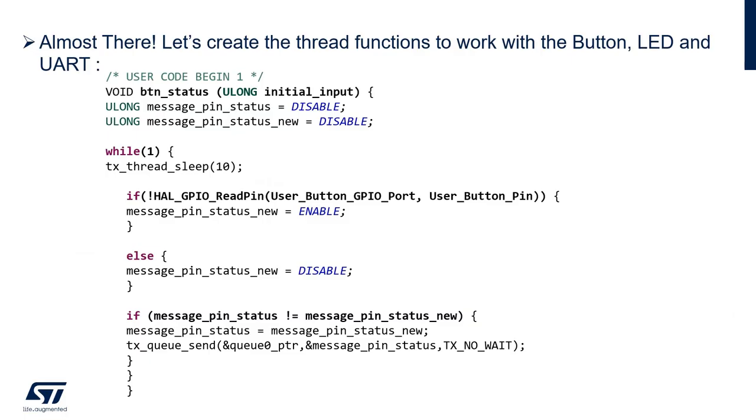Almost there. Now what we're going to do is add some code to create the thread functions to work with the button, LED, and the UART, so for the printf. We're going to add that in the user code 1 section, basically the three different threads that we're going to create right here. So this is the code. For example, we're going to start with the code for the button status, and then we'll move on to the two other tasks or threads.